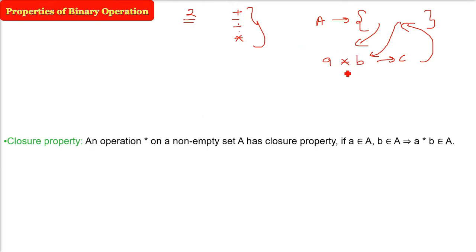Closure property, that is an operation star on any non-empty set. A non-empty set means the set A has to have something. It has closure property because if A belongs to this set, and B belongs to the same set, the C, that is the result of this A star B, that is the operation of A and B, should also belong to the same set. This is called the closure property.